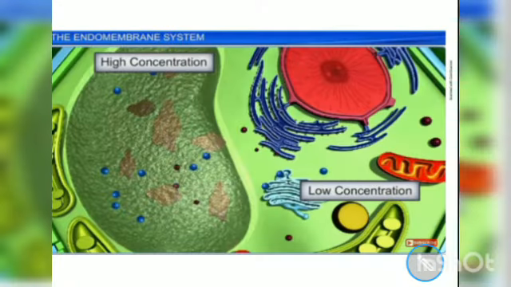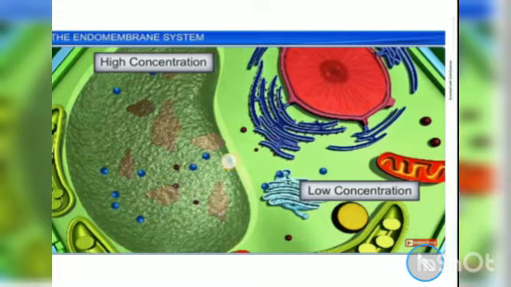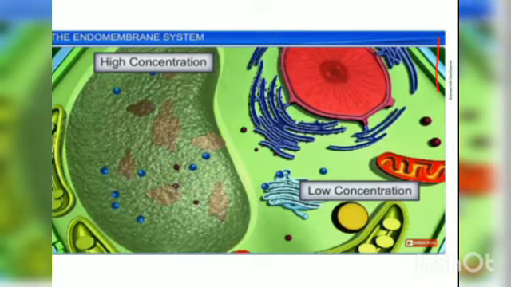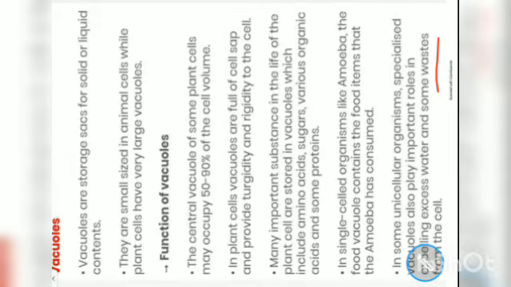See, look here, this is the position in which the materials are transported through the tonoplast inside the vacuole, from lower concentration to higher concentration. That means against the concentration gradient. And again I am repeating, if the molecule is transported or diffuses from the higher concentration to the lower concentration, that is called along the concentration gradient. And if transport occurs from the lower concentration to the higher concentration, that transport occurs against the concentration gradient. Okay, take a screenshot for your note purpose.